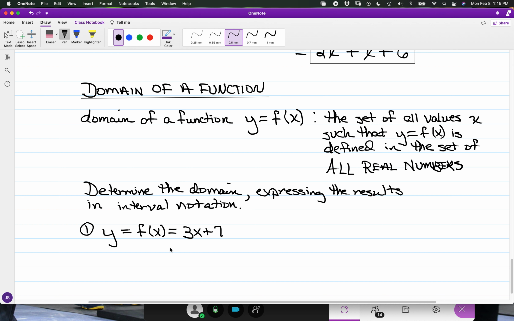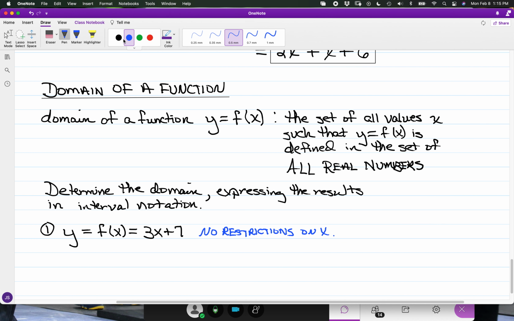All right, so for y is equal to 3x plus 7, in this one we do not have a fraction. We do not have an even root radical. So there's nothing that keeps x from being 0 or from being positive or even negative. So in this particular case, there are no restrictions on x. So there will be no restricted values. And what this means is that the domain is going to be the set of all real numbers. And the interval notation for this, again, will be parentheses around negative and positive infinity.